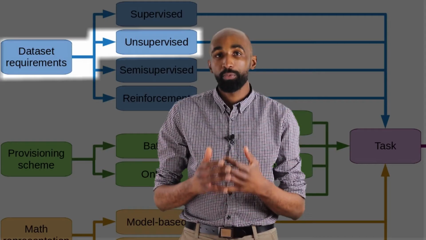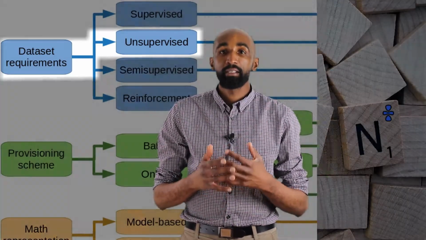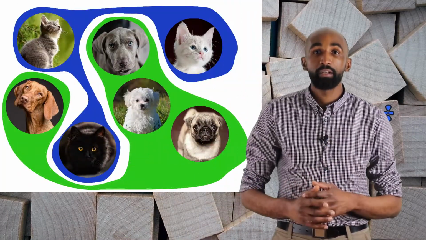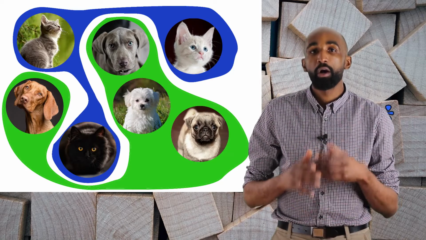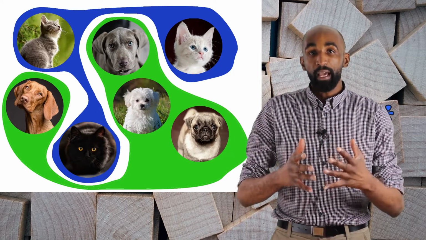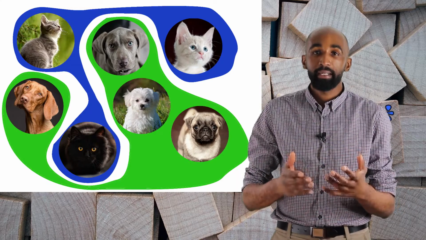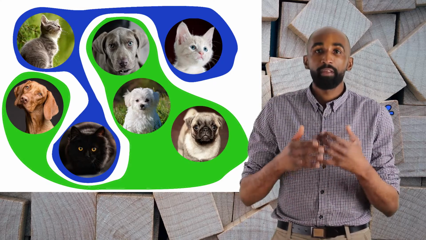Taxonomy by dataset requirements, unsupervised learning. In unsupervised learning, no example outputs or labels are required. The algorithm tries to discover patterns or similarities within the dataset. For example, we might use a non-supervised learning algorithm to try to discover which products are most commonly bought together by the customers of a shop.